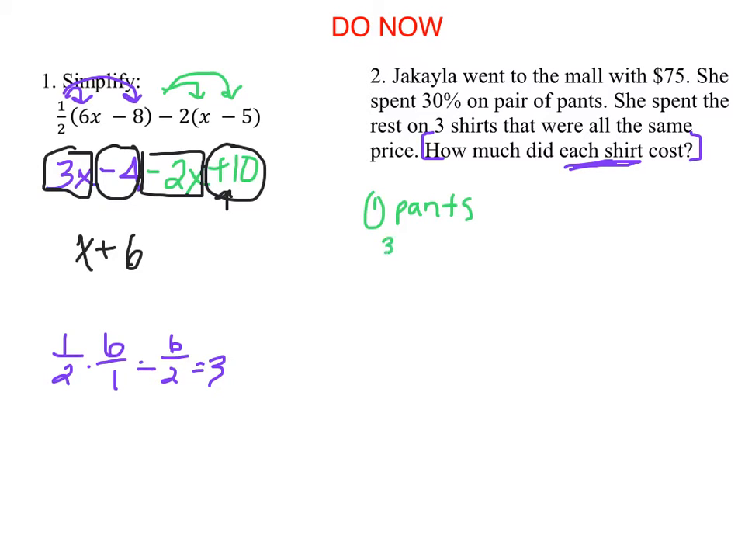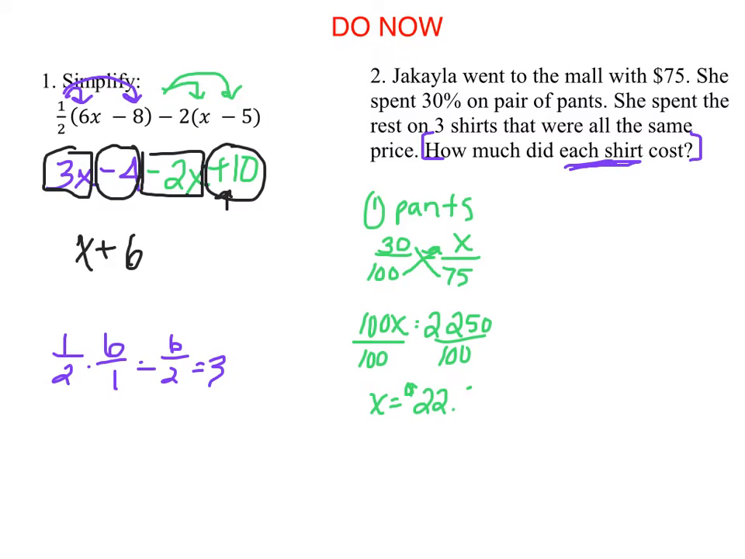So percents, I can use a proportion. Percent always out of 100. X out of our total 75. I'm going to cross multiply. 100 times x is 100x. 75 times 30 is 2,250. Divide both sides by 100 to get x by itself, and I get x equals $22.50. But again, that was just step 1. That's how much the pants cost.